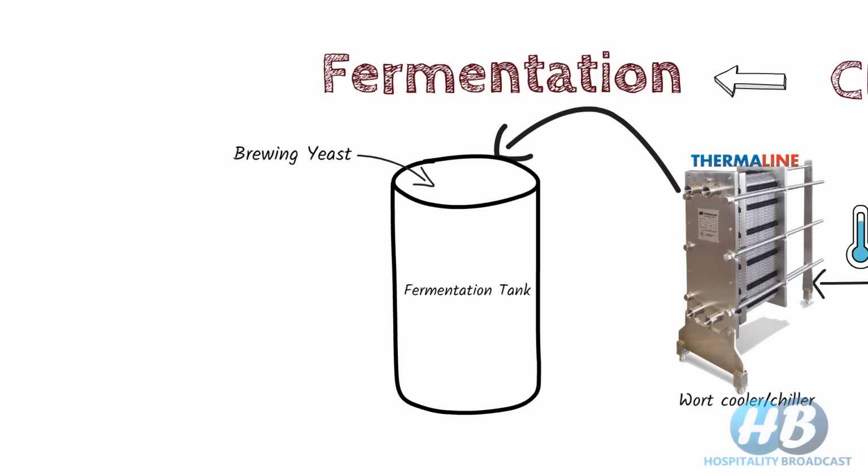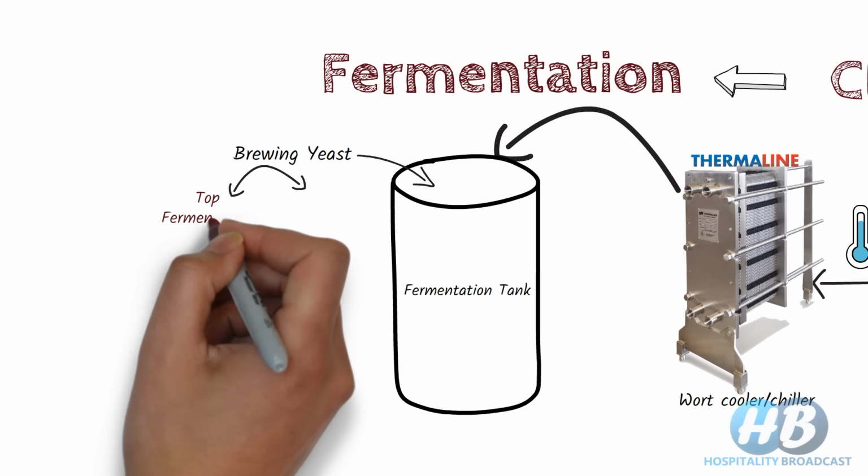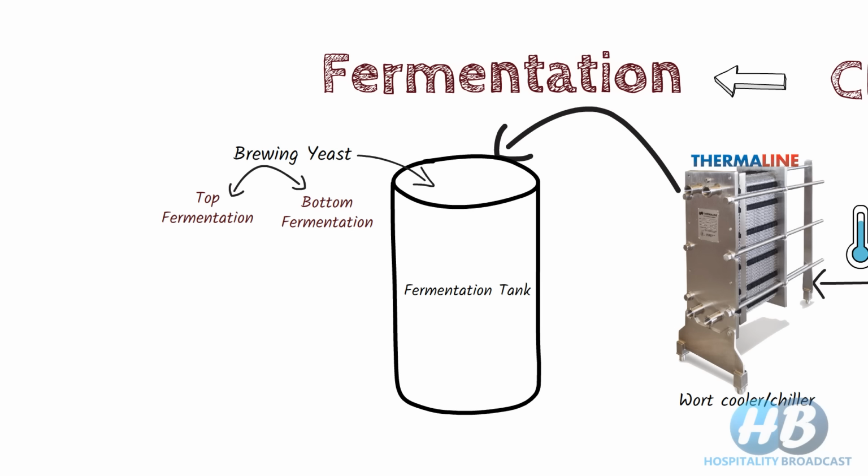Now based on the kind of brewing yeast, there are two types of fermentation, top fermentation and bottom fermentation. Top fermentation means when fermentation is completed, the yeast floats to the top of the liquid and is collected for future use. And the bottom fermentation is precisely the opposite.